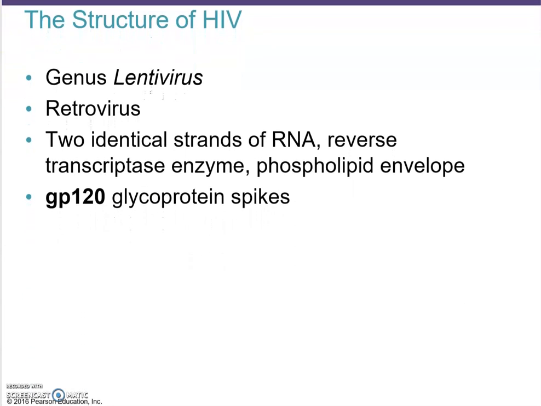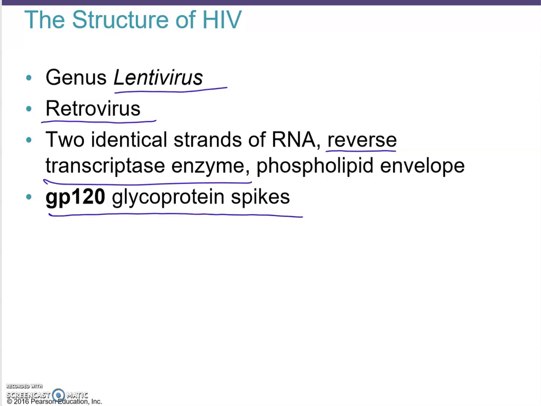So let's take a look at the structure of HIV. It's a lentivirus and it's a retrovirus. Retrovirus means that we have RNA as the genetic material and we're using reverse transcriptase to go back to DNA once the virus has entered the helper T cells. So we have two identical strands of RNA and we need the enzyme reverse transcriptase to make DNA from the RNA. So therefore we're going reverse from RNA back to DNA. And we also have this GP120 glycoprotein that forms the spike protein.